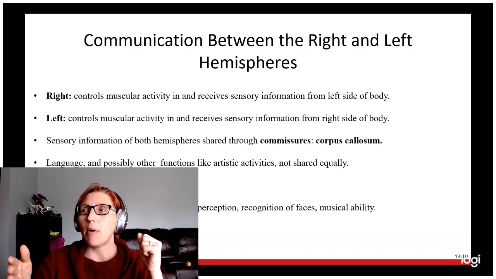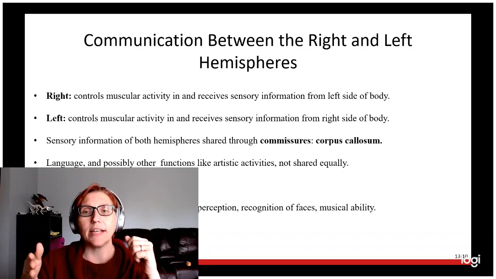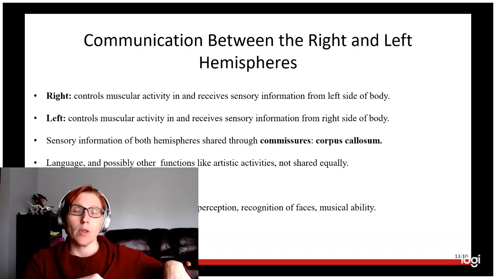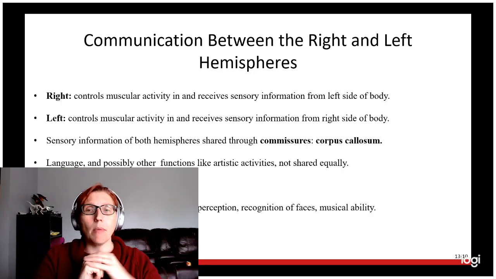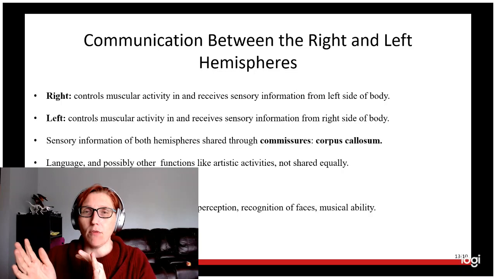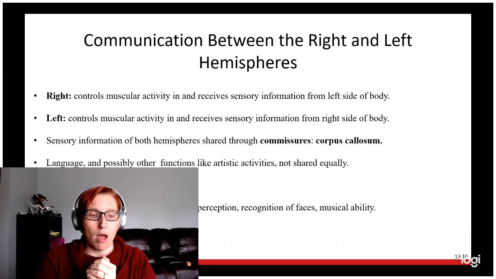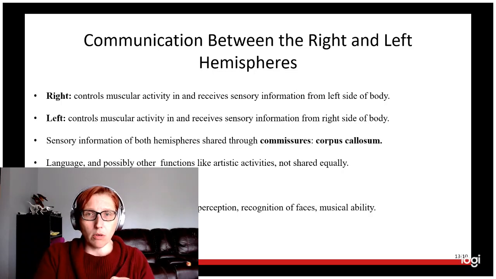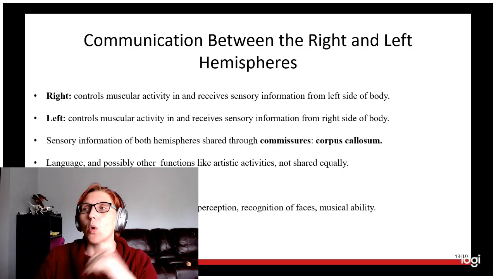But the right side of the body controls the muscular activity and receives sensory information from the left side of the body in general. So I want you to take this information and compare it with that extensor reflex that we just talked about in the last section that I put up. And then the left, of course, controls muscular activity in the right side of the body.